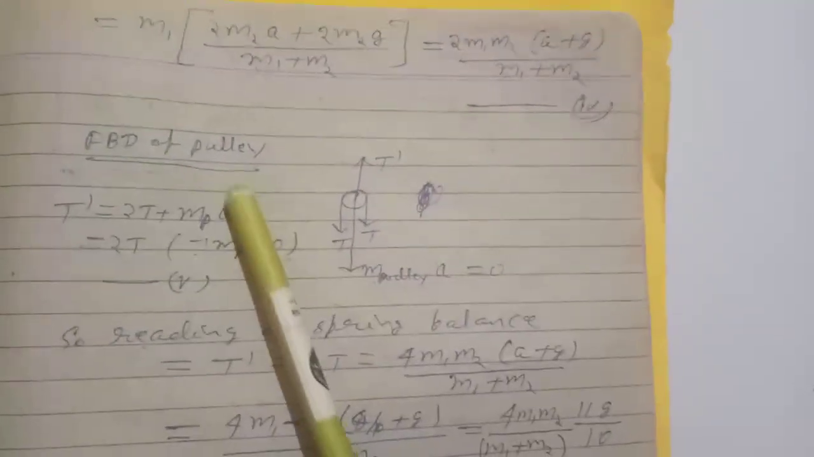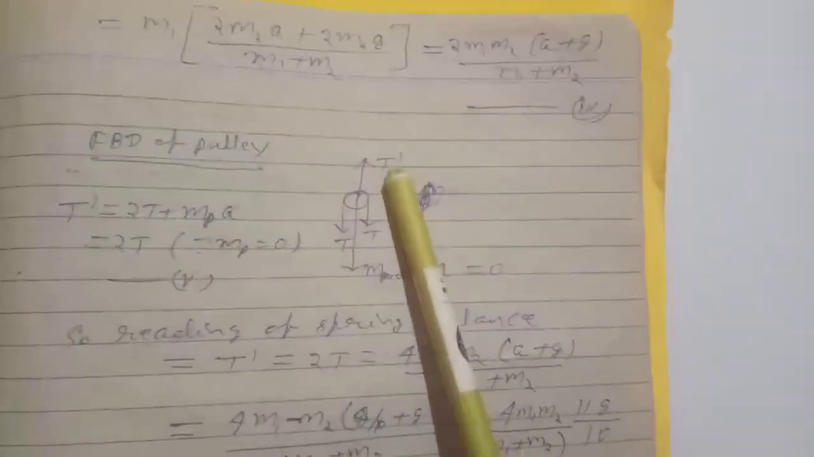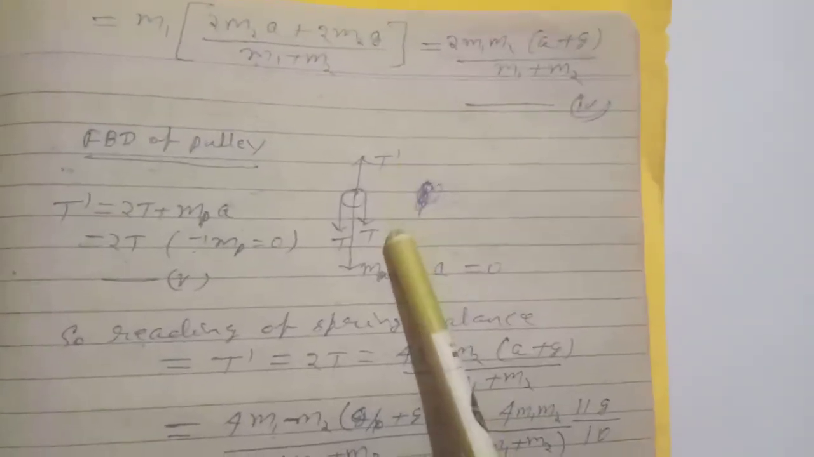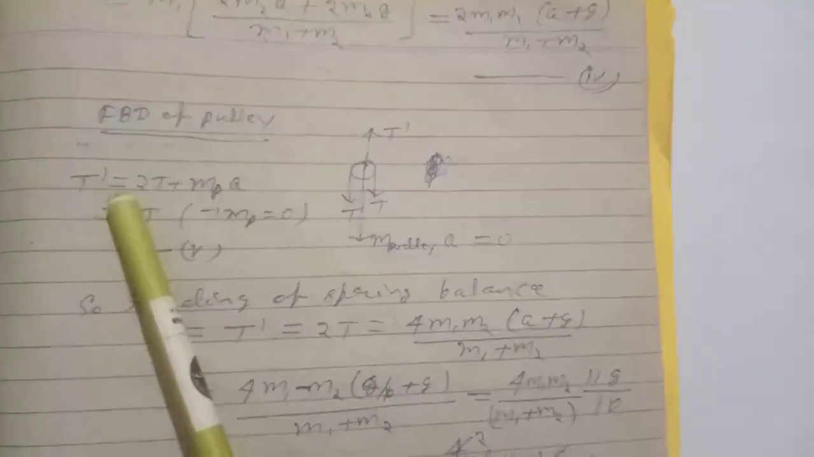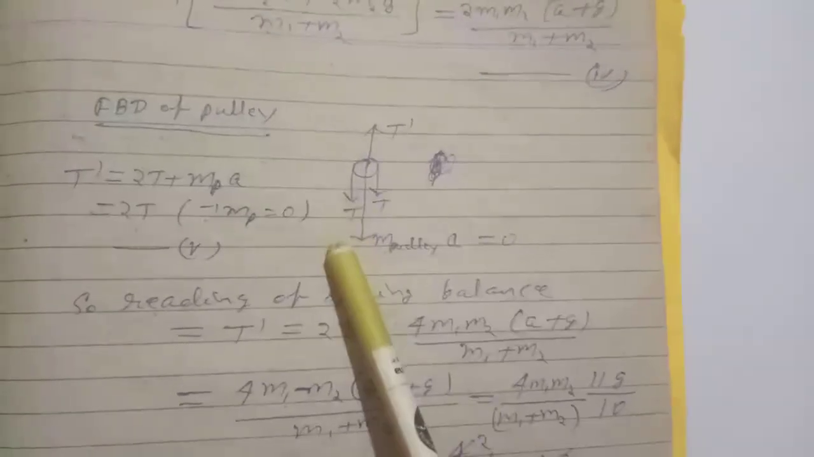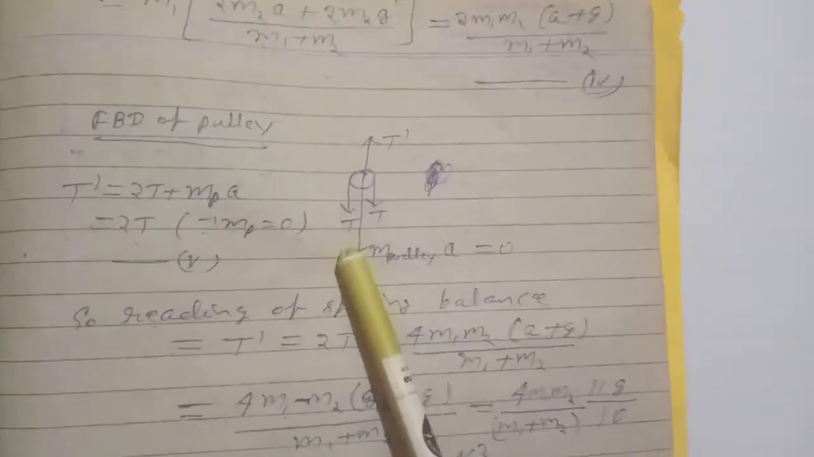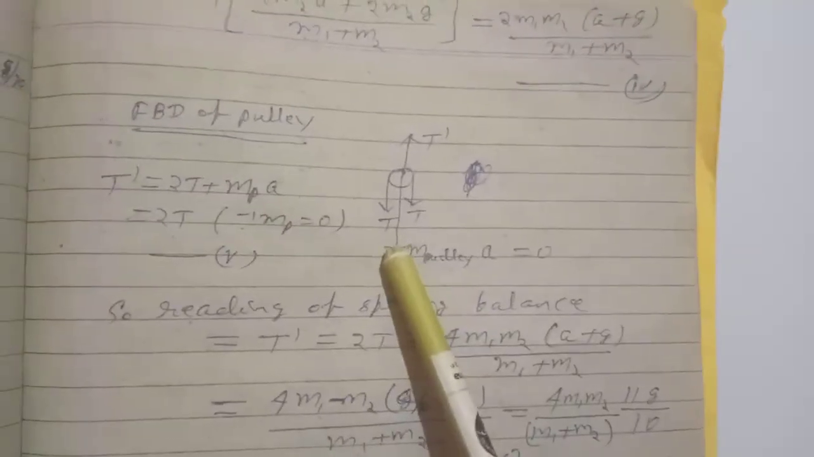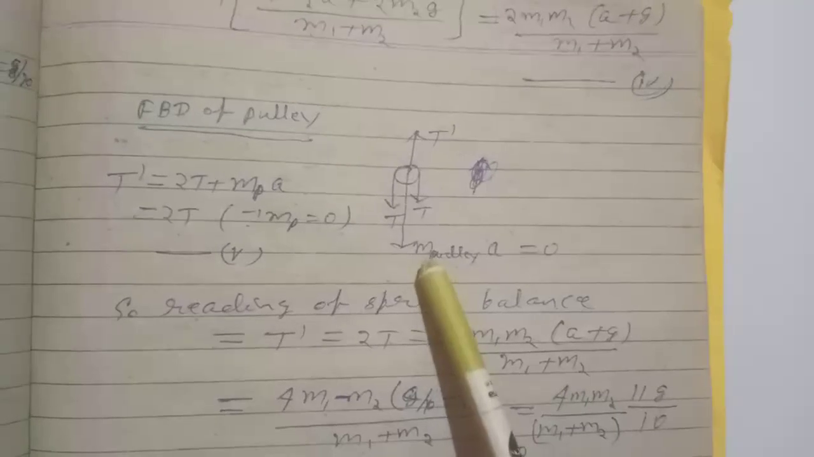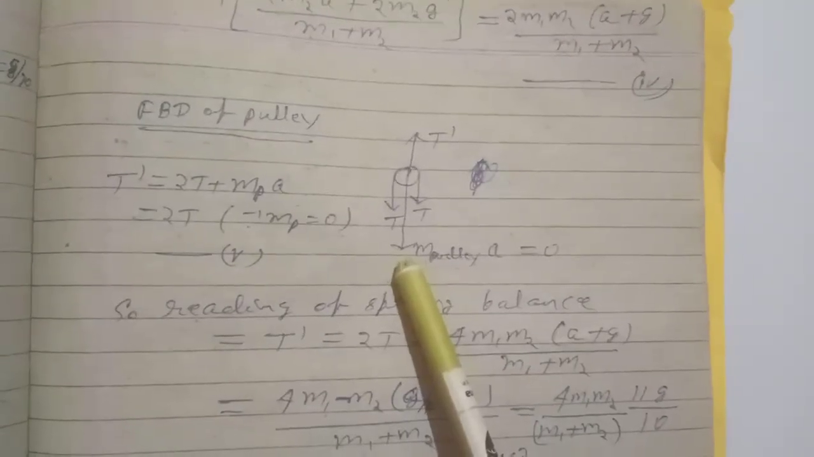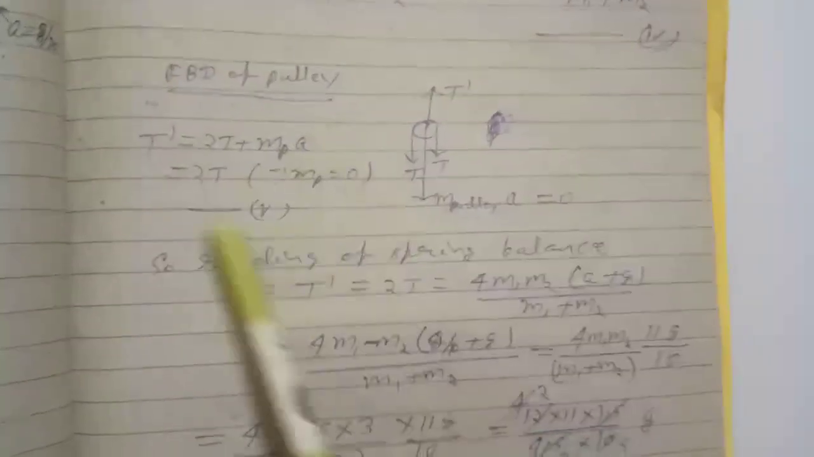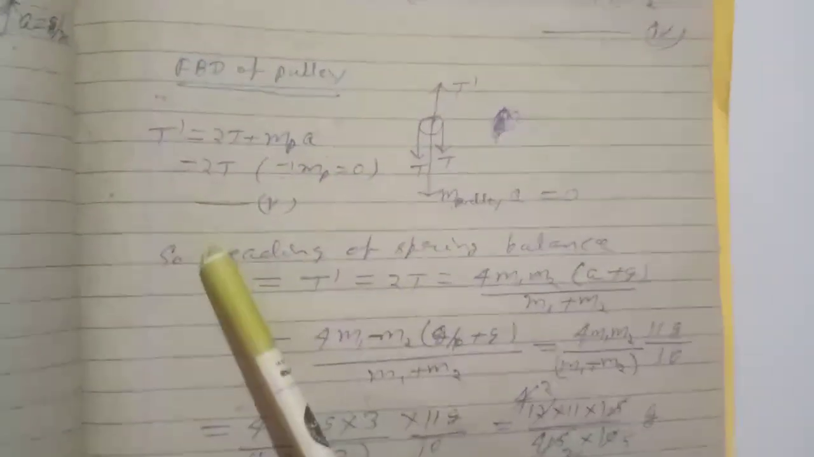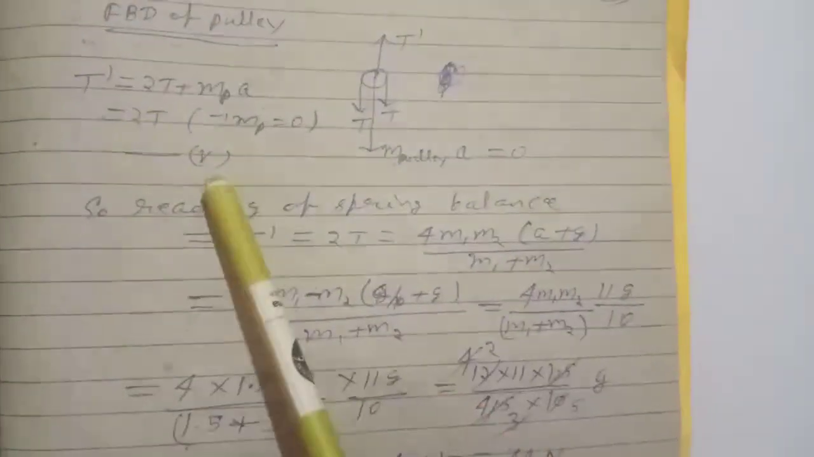Now the FBD of the pulley: there is a tension T dash, and the tension in the string is T. Also the pulley is moving, so we can apply a pseudo force, which is the mass of the pulley into a in the downward direction, and this will be equal to 0. So T dash equals 2T plus Mp into a, or equals 2T, because Mp, the mass of the pulley, is 0. So T dash is equal to 2 into T, equation 5.